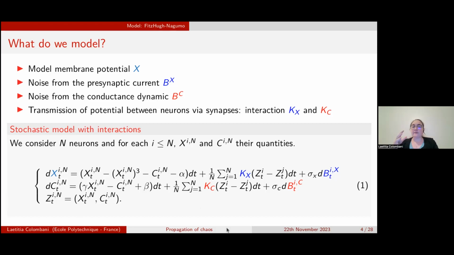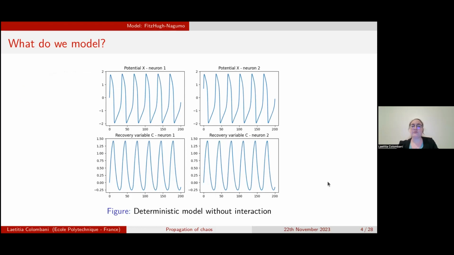So when we add some interactions, what happens to the dynamics? Here I just give some simulations before adding some noise. So we only have two neurons. We don't have any noise. It's only the deterministic behavior. And here we don't have any interaction. What interests us is the first line of the two potentials. And we can see that we just have two neurons with cyclic behavior.